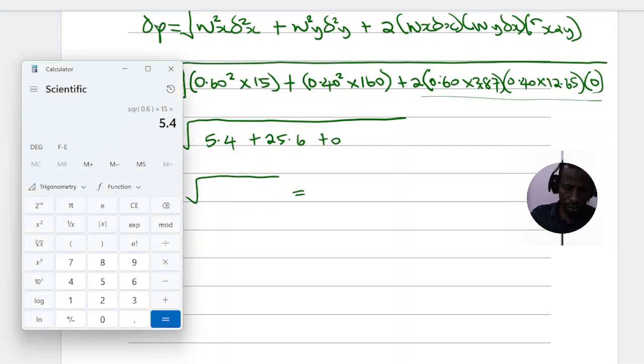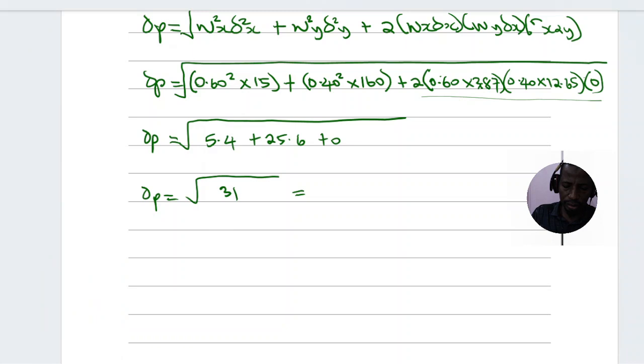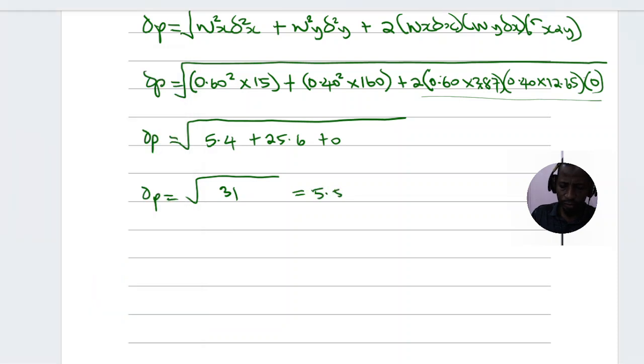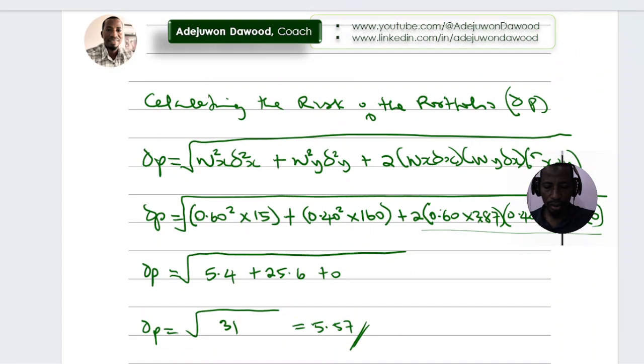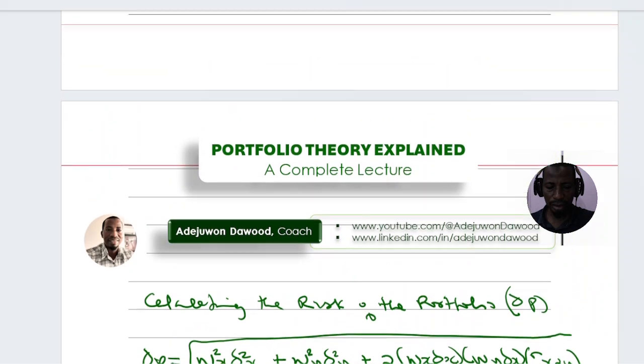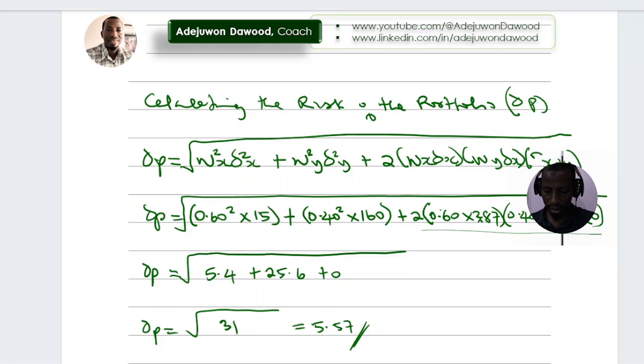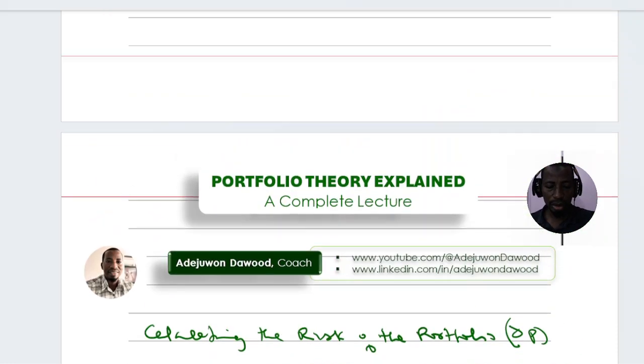So 5.4 plus 25.6, that's 31. Square root of 31 is 5.57. That's the risk of the portfolio. So that's why when you're writing an exam, it's not too much to confirm your numbers so that you avoid a costly mistake being made. All right. So that's that. I think that's the end of the question.